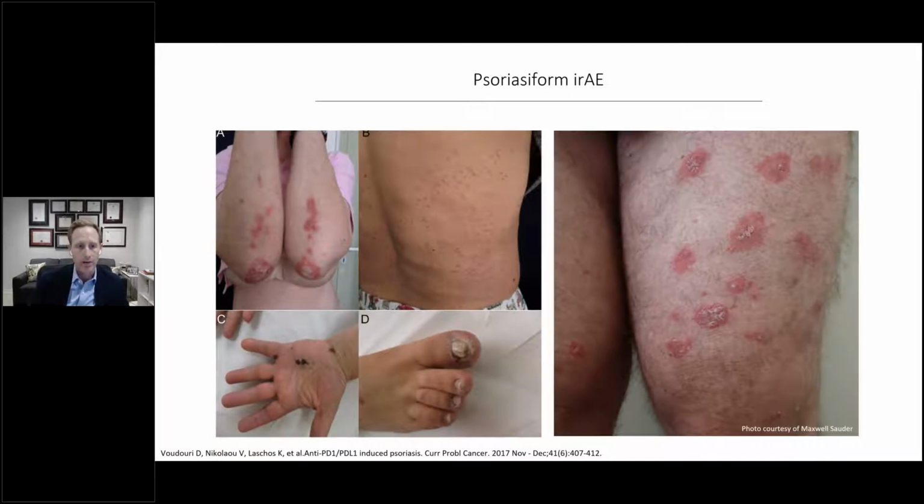And sometimes for some of the more guttate papules, it's difficult to differentiate between this and the psoriasiform immune-related adverse events. So if you look at the picture labeled B, that could be very challenging clinically to differentiate from lichen planus. But you could certainly see psoriasiform reactions with silver scaly plaques on the extensor surfaces, as well as nail involvement in many of these patients. Some of these patients may have had a history of psoriasis that then flared with immunotherapy, but many of these patients don't have any pre-existing history.